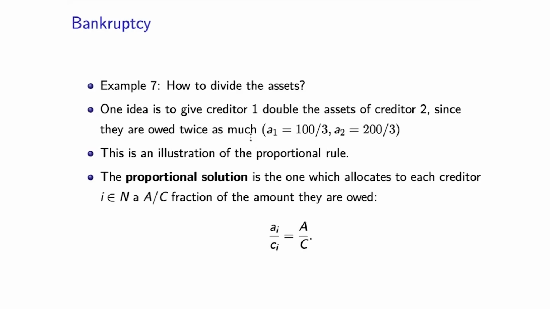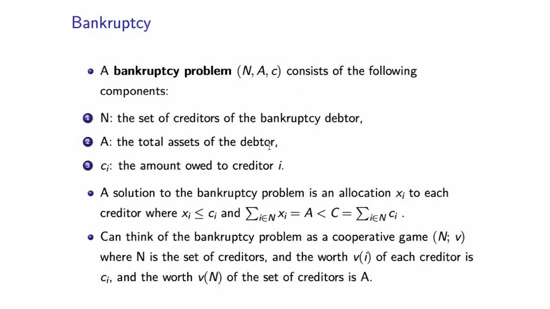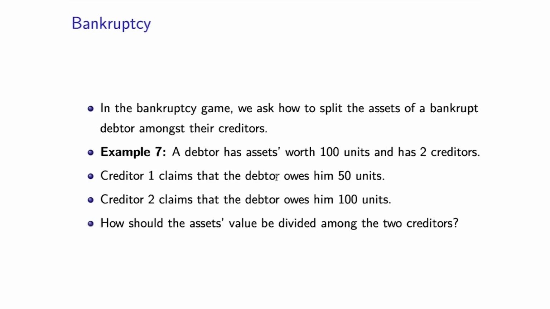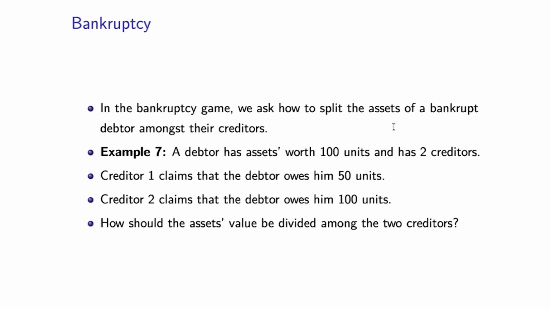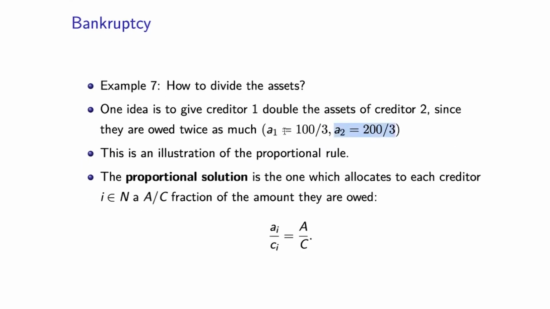So then basically if we are splitting 100 in a 2:1 ratio in favor of creditor 2, then creditor 1 will end up getting 1/3 of 100, and creditor 2 will end up getting 2/3 of 100. So this is how we are going to split the two shares, right? The description of the problem has C1 equal to, remember, 50, C2 equal to 100. So then we are going to end up with A1 equal to 100 by 3 or 33.33, and A2 equal to 200 by 3 or 66.67, right? And so this is basically an illustration of the proportional rule.